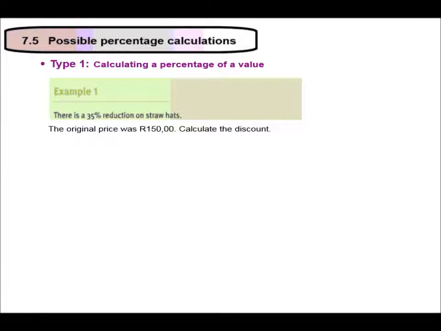Possible percentage calculations. Well, type 1 is calculating a percentage of a value. Remember, the word of means multiply. There is a 35% reduction on straw hats. The original price was 150 Rand. Calculate the discount, not the selling price, the discount. So we are going to find 35% of 150 Rand.